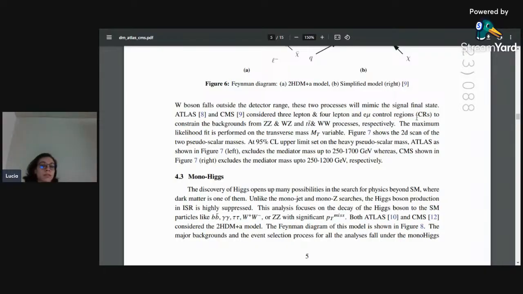There is a thing that's used in collider physics. It's basically signal regions are regions that we expect to see the signal based on theoretical results or calculations. And the control regions are a way to reduce background based on data driven, because mostly background is calculated with Monte Carlo simulations that is used here.